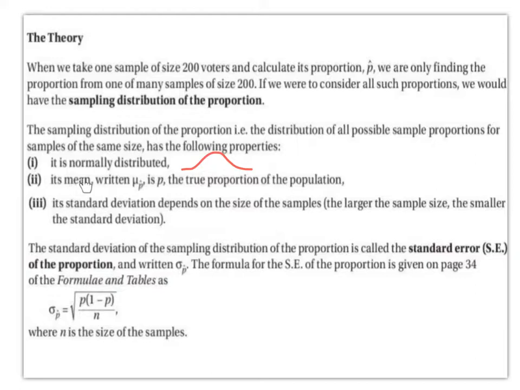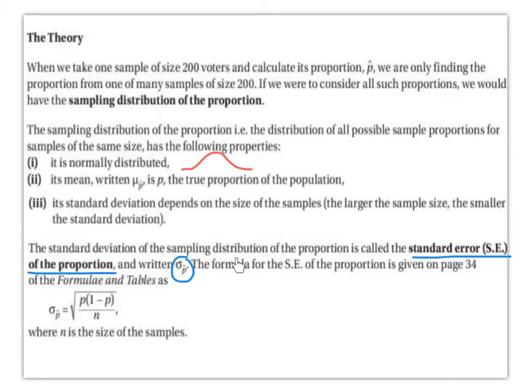Property 2, its mean, written as the mean with P hat stuck onto it, is P, the true proportion of the population. Property 3, its standard deviation depends on the size of the samples. The larger the sample size, the smaller the standard deviation. The standard deviation of the sampling distribution of the proportion is called the standard error, SE, of the proportion, and it's written as the standard deviation symbol with P hat stuck onto it. So this symbol here represents the standard error of the proportion.